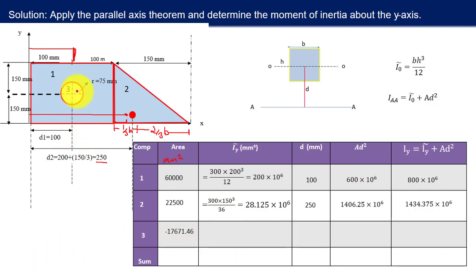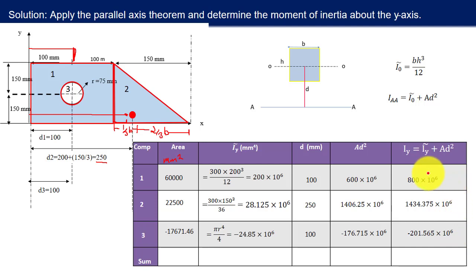The moment of inertia of this circular cross section about its central axis equals pi r to the power of 4 divided by 4, and this equals negative 24.85 times 10 to the power of 6. What's the distance? Simply, d3 equals 100 mm. Multiplying d square with the area equals negative 176.715 times 10 to the power of 6. Finally, the summation of A d square and I tilde y equals negative 201.565 times 10 to the power of 6.